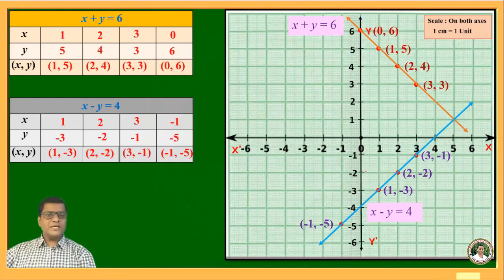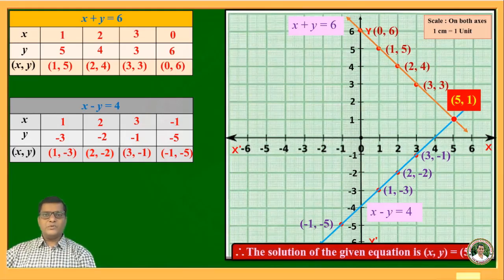These two lines intersect at 5, 1, and this is the solution of the given equations. Therefore, the solution of the given equations is x, y is equal to 5, 1. In this way, we can solve the given simultaneous equations by the graphical method.